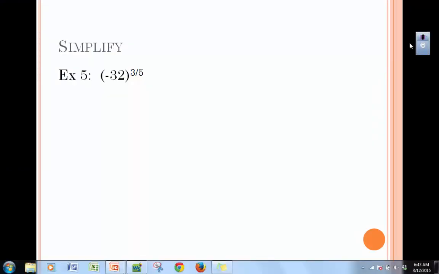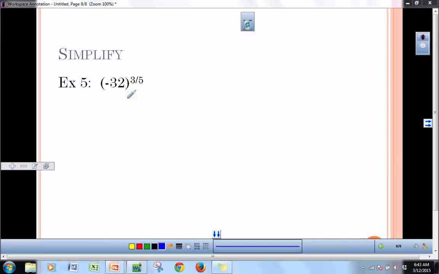Okay, so let's take a look at how we can actually simplify using this. Right now we have negative 32 to the 3/5 power. If I don't have a calculator and I can't just type this in, it might be a little better visually to rewrite it as a radical. I know my base is negative 32. I know 3 is my exponent.